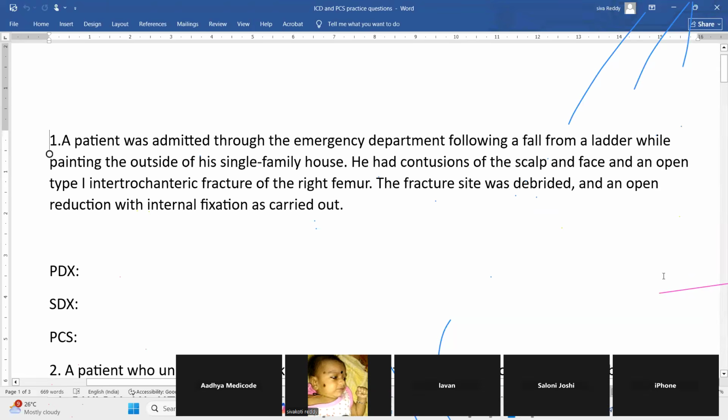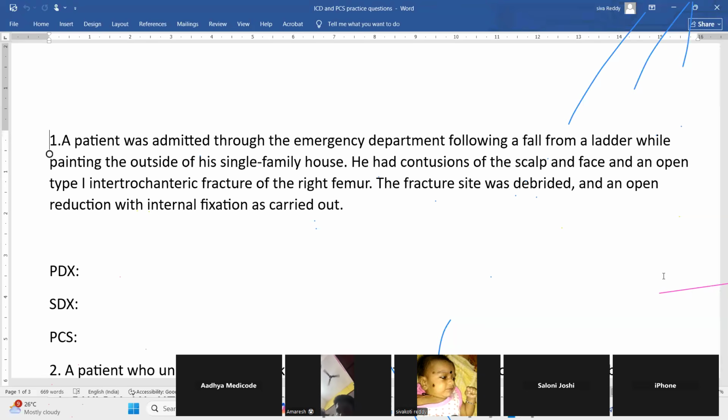See, the patient was admitted through the emergency department following a fall from a ladder while painting the outside of his house. He had a contusion of the scalp, face, and open fracture of the right femur. Here the fracture was depressed and open reduction with internal fixation was carried out. So tell me, what is the section, the first character? 0, medical and surgical, correct? This is a normal general surgical procedure. They are doing fracture surgery, correct?